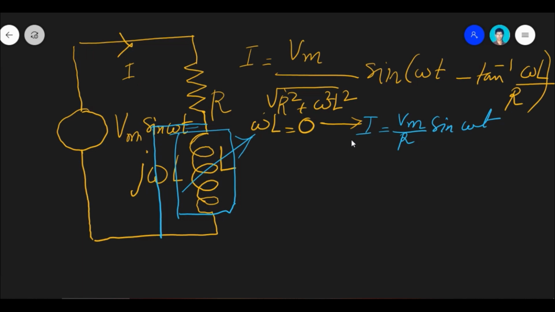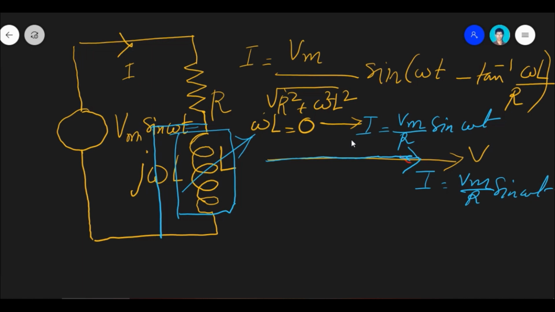We should also note that if we try to draw the phasor diagram, then for this value of Vm, this value of omega L, this is our V. Let me use some different color for current. I think it is not really visible. Let us use a different color combination. This is our phasor for V, and for this value of I, this is our I, that is Vm by R sin omega t.